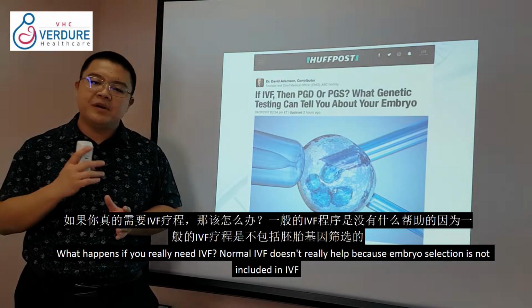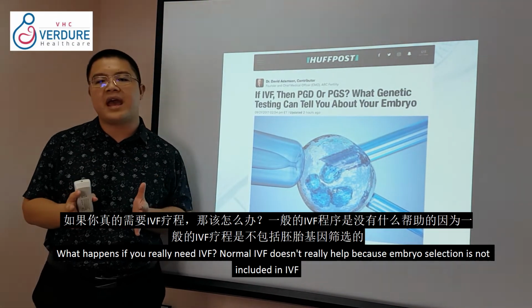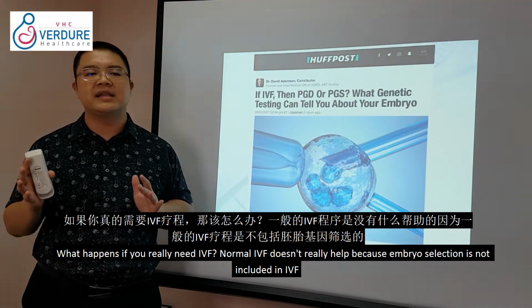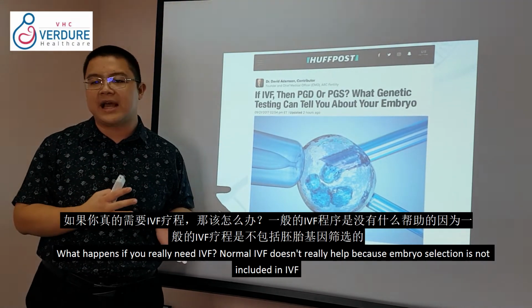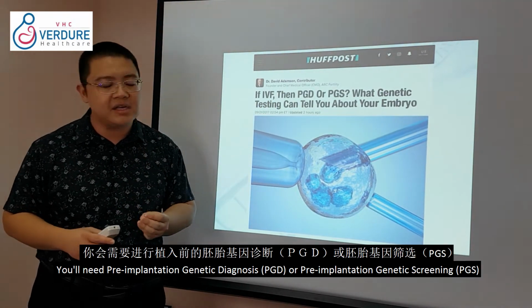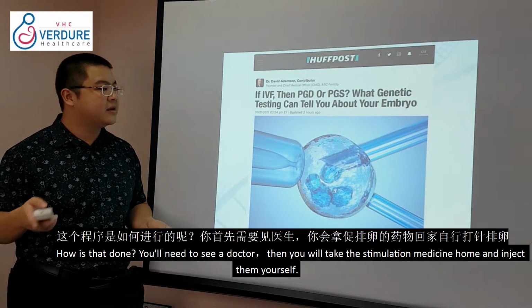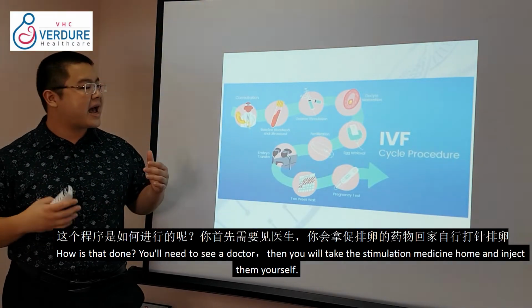Alright, but what happens if you really need IVF? Normal IVF doesn't really help because it doesn't include the embryo selection. So with the embryo implantation genetic diagnosis or pre-implantation genetic screening. Okay, so PGD, how is that done?